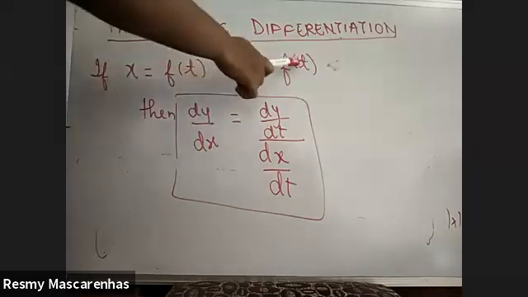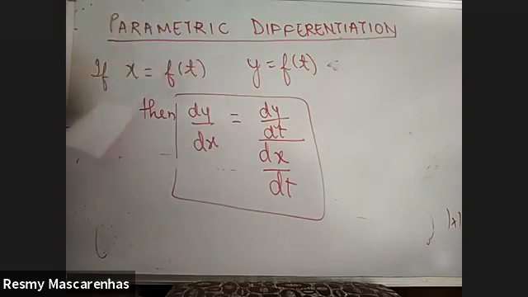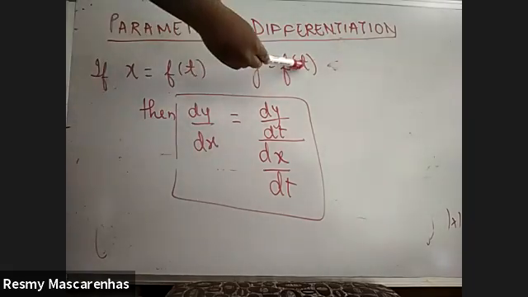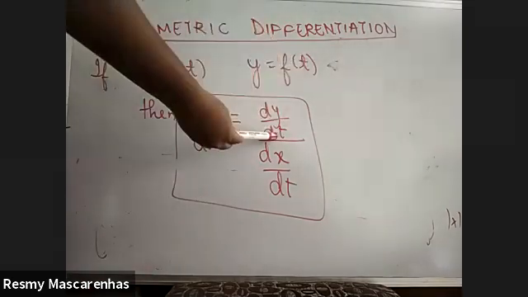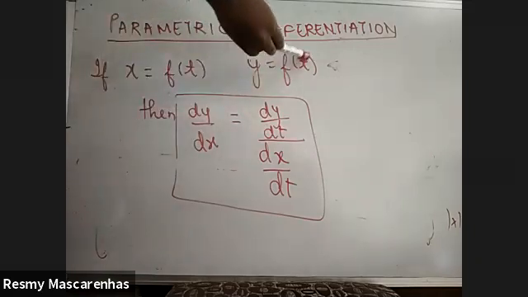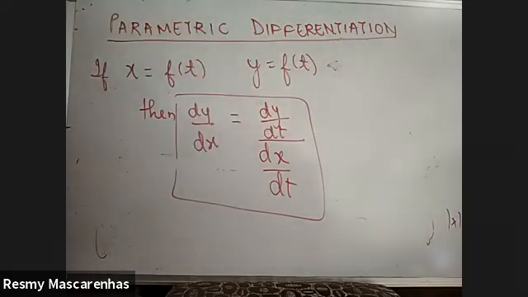Instead of this t, any letter can come, t, or it could be theta, it could be m, any letter. So if this is theta, then this will become theta. If this is m, this will become m. So whichever letter they use, you have to accordingly use over here also. Okay, so this was the formula.